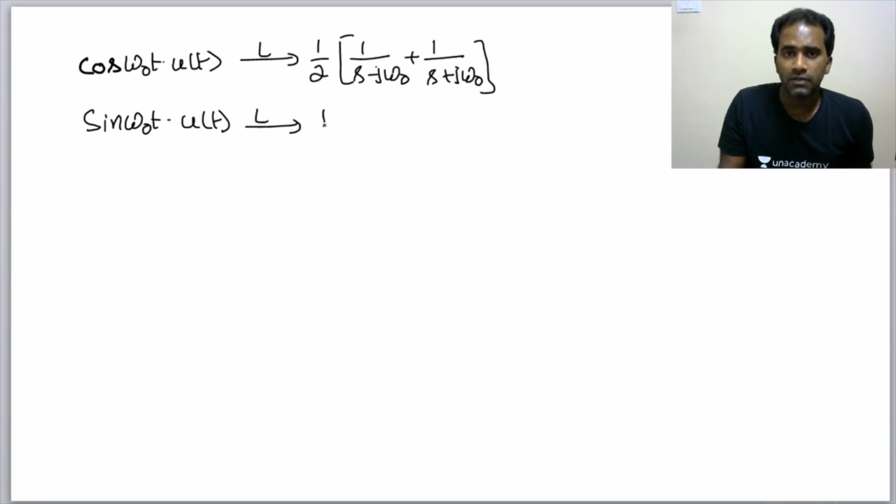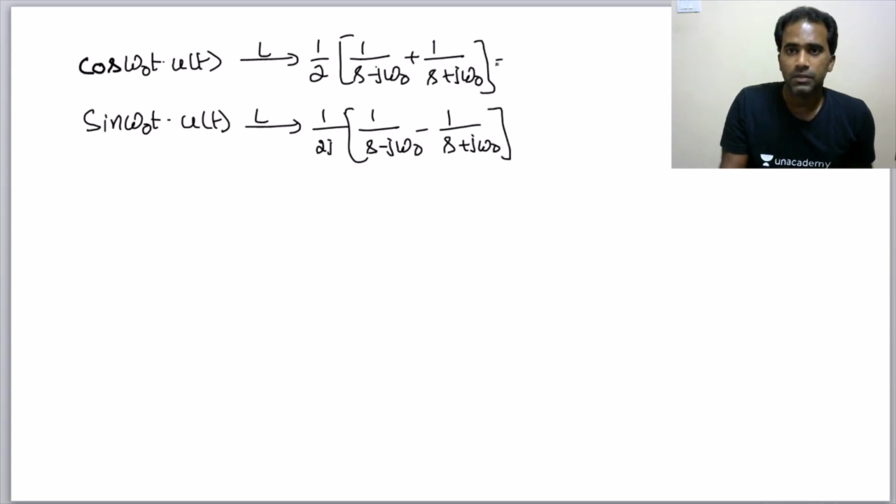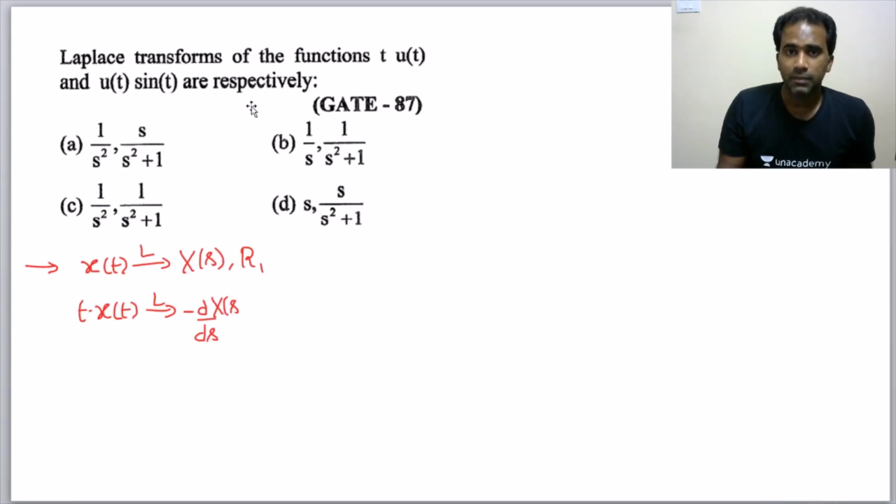Sin omega naught t into u of t Laplace transform is 1 by 2j into 1 divided by s minus j omega naught minus 1 divided by s plus j omega naught. If you simplify this, the denominator becomes s square plus omega naught square. For cos, the numerator is s by s square plus omega naught square. For sin, if you subtract, s gets subtracted, and it will be 2j omega naught by s square plus omega naught square. 2j gets cancelled. It becomes omega naught by s square plus omega naught square. This is the formula. Right. So coming to the problem.